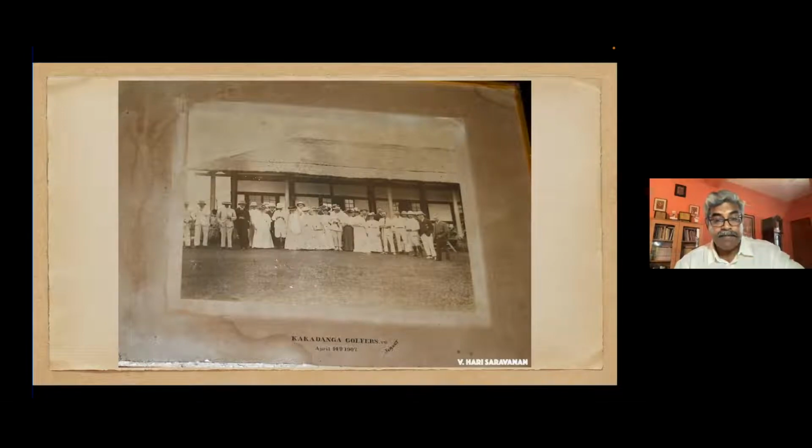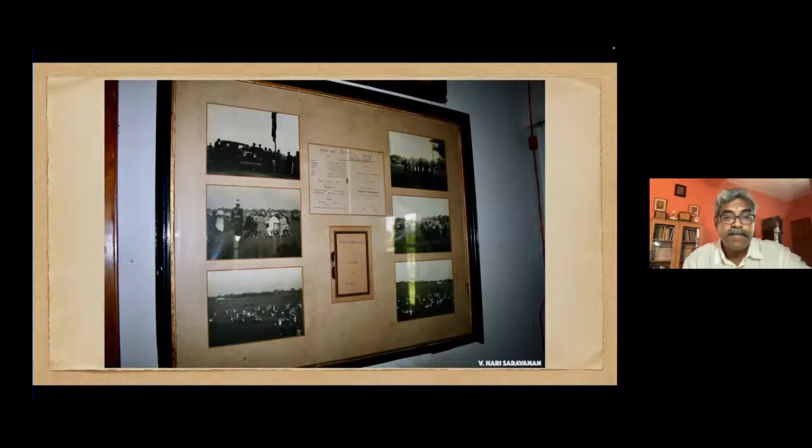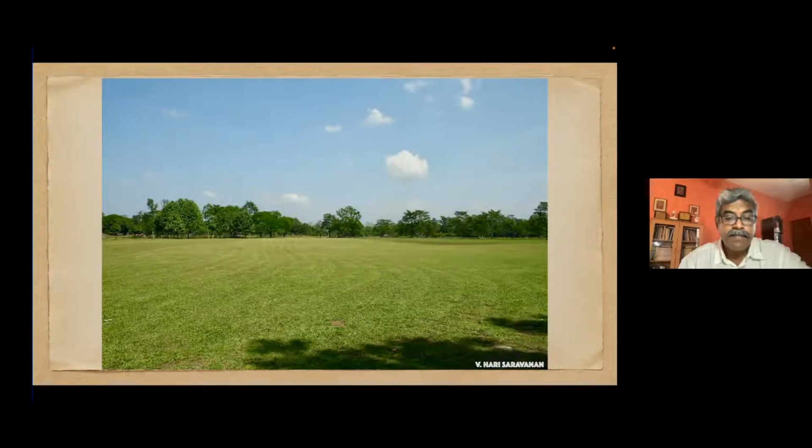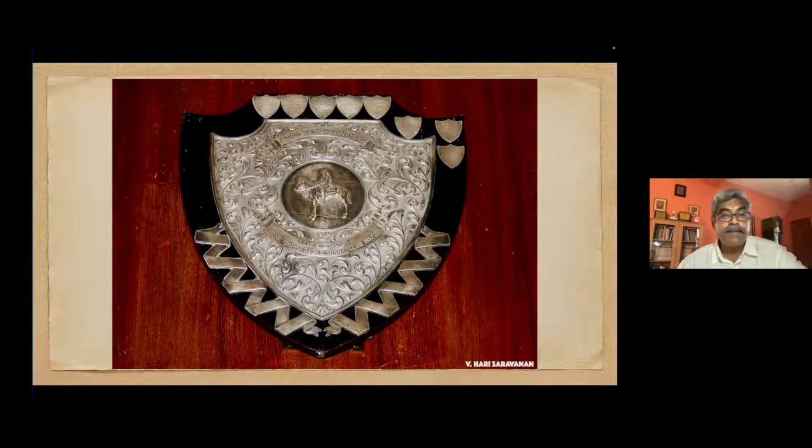And here you could see an old photograph from 1907, a congregation of the planters who met up for the golf tournament over there. And here is one of the collage of the photographs taken during the pony races in the Jorhat Gymkhana Club. Here is the view of the cricket grounds. At the under 19 cricket, the C.K. Naidu Cricket Trophy is played in these cricket grounds. One of the trophies they had won in the pony races in 1932.